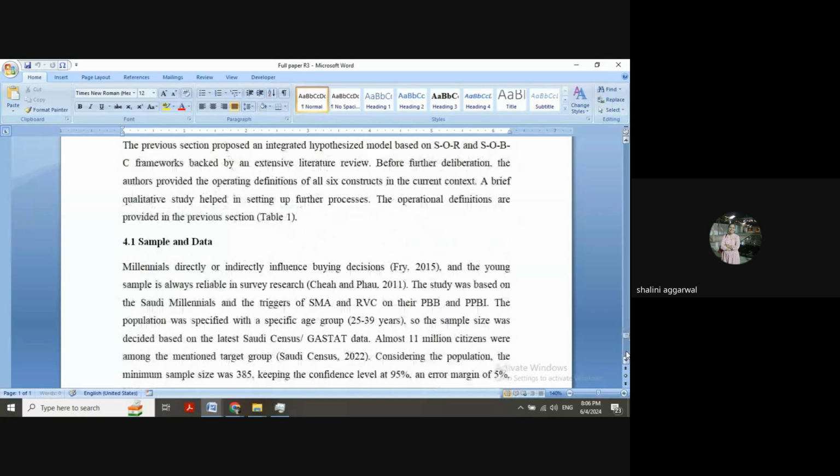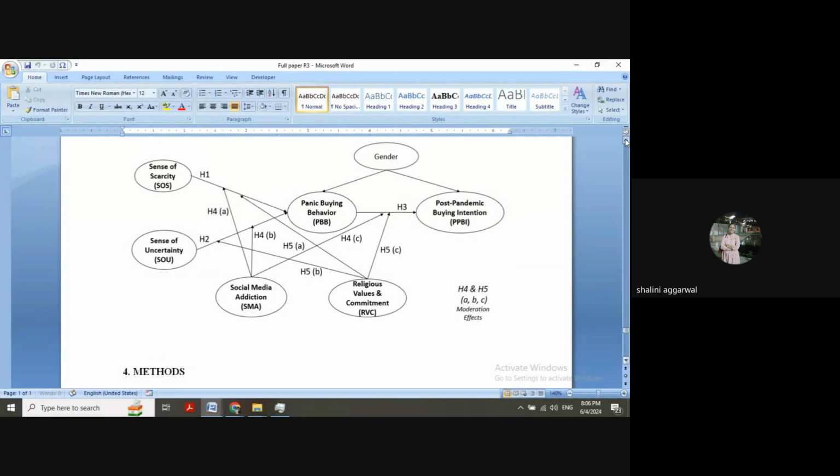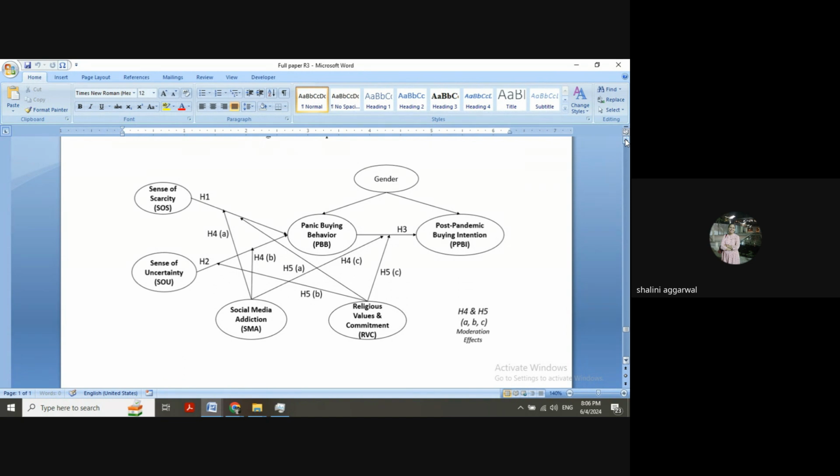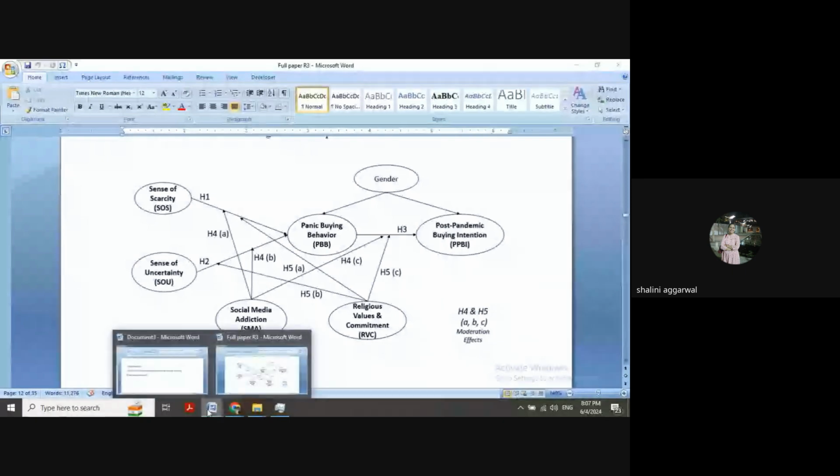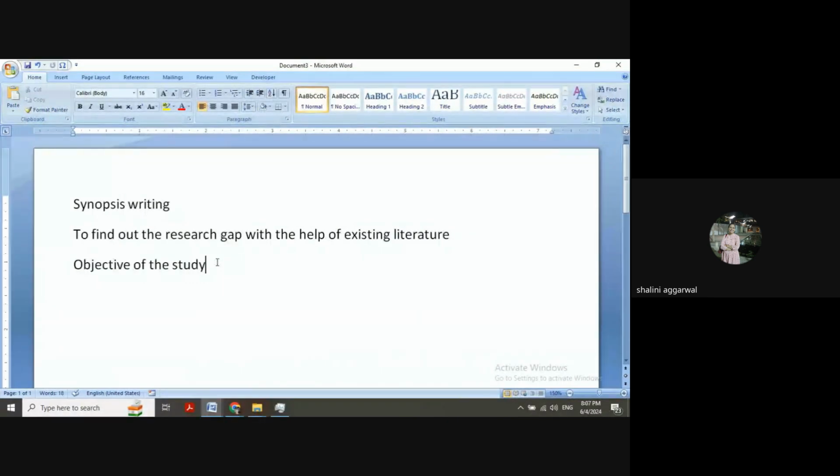What I'm trying to show you is the diagram. When you are writing your synopsis, the most important step is to find out the gap. With the help of the gap, you are able to set your objective and develop a model. When you are writing your synopsis, I would tell each and every student, just make a model like this, and with the help of this model, write the different objectives of your study.